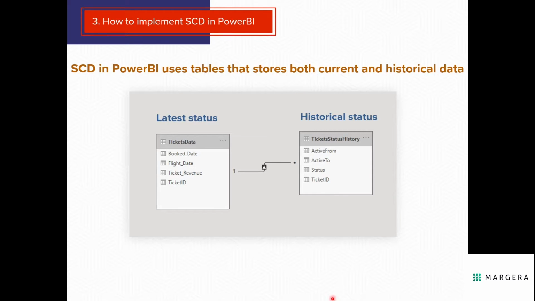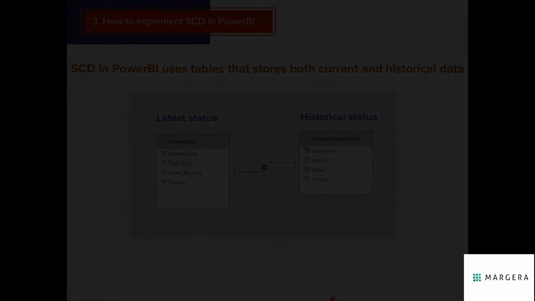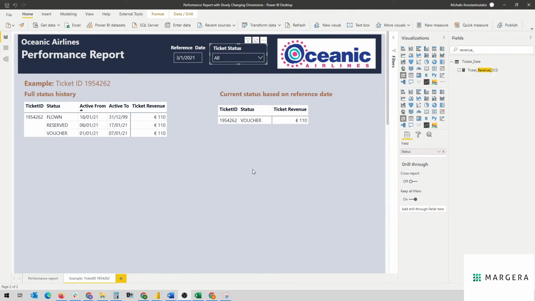Now, let's switch to Power BI to see how to actually use a slowly changing dimension on the provided example. So, here we have an imaginary airline company called Oceanic Airlines, some of you may have heard of it, and in order to showcase how a slowly changing dimension works, I will use a single ticket as an example. On the left-hand side, you can see a table containing the full status history of this specific ticket. Throughout the whole demonstration, this table will not change.